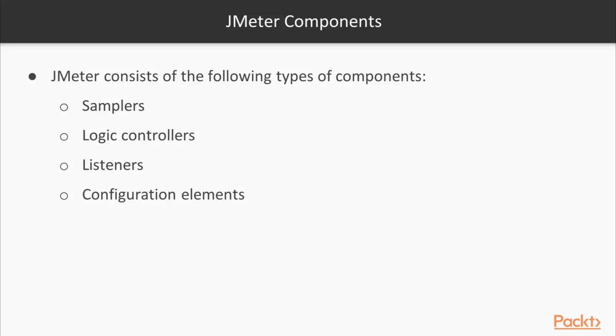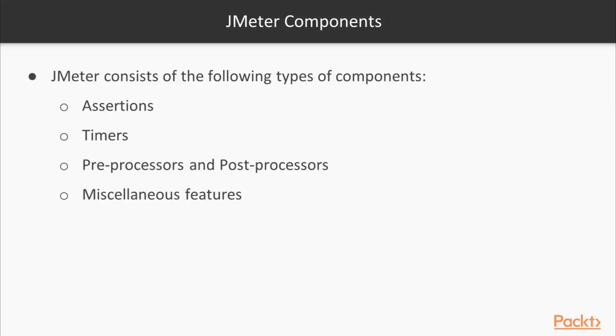JMeter consists of various types of components, starting with samplers, logic controllers, listeners, configuration elements, and assertions. They are somewhat similar and can also be combined with assert tools and unit testing tools like JUnit, timers, preprocessors and postprocessors, and various other miscellaneous features.